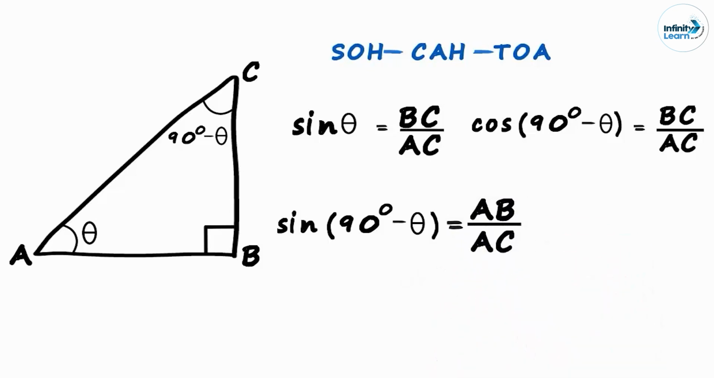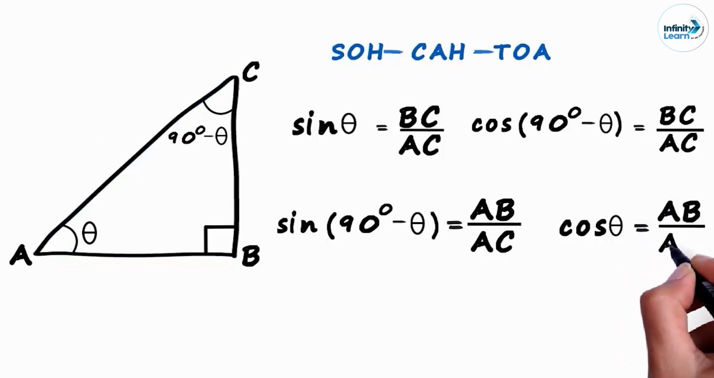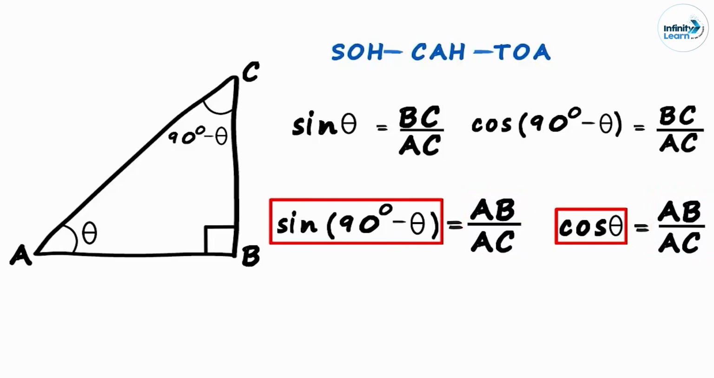And let's find cos of the other angle now. Cos theta. Cos is adjacent by hypotenuse. Adjacent is AB and hypotenuse is AC. So this will equal AB by AC. Wow, even these two are equal. So the cosine of any angle is equal to the sine of its complementary angle.